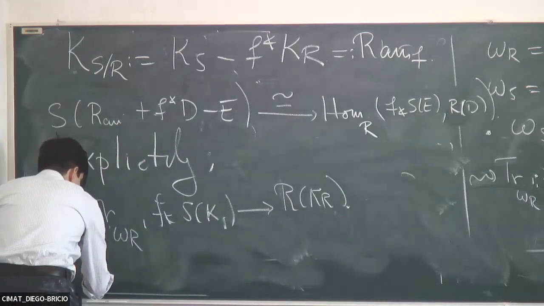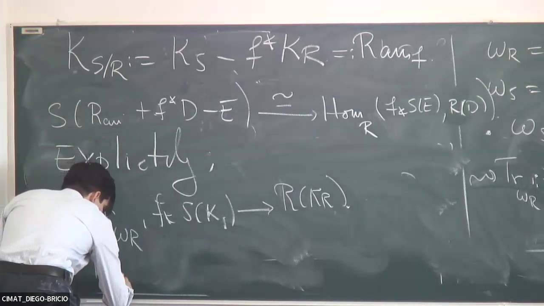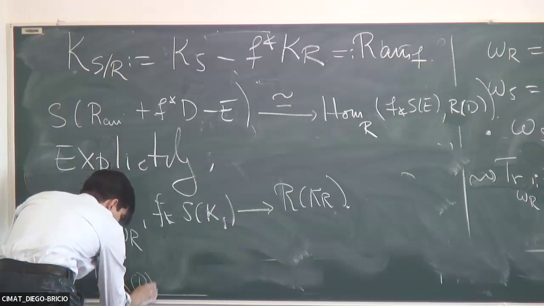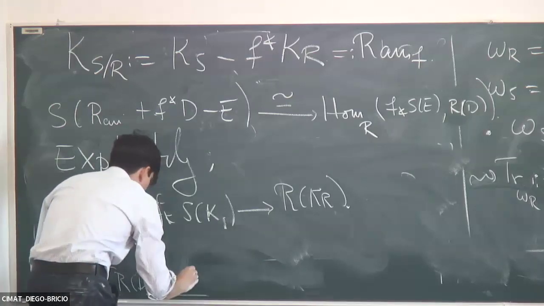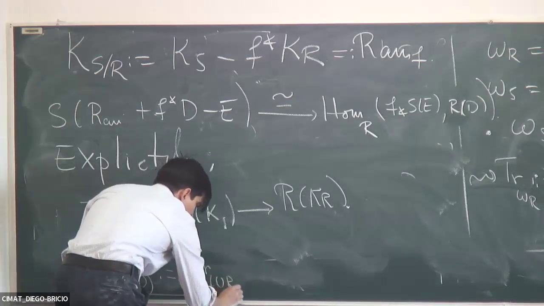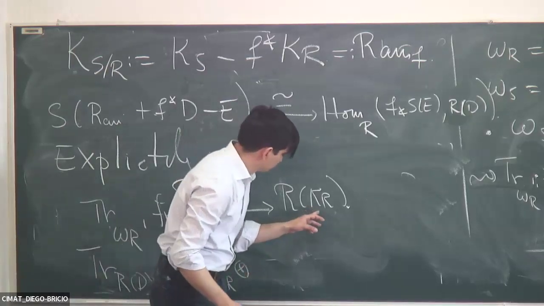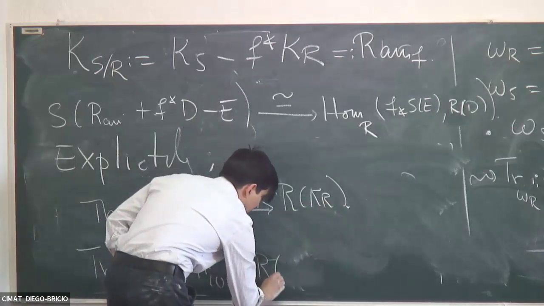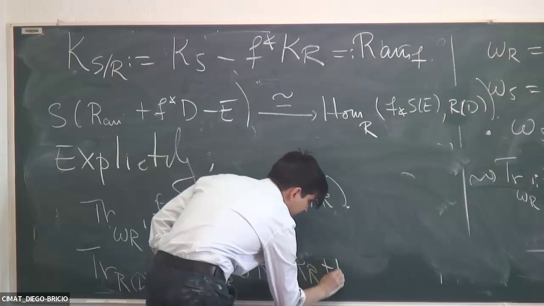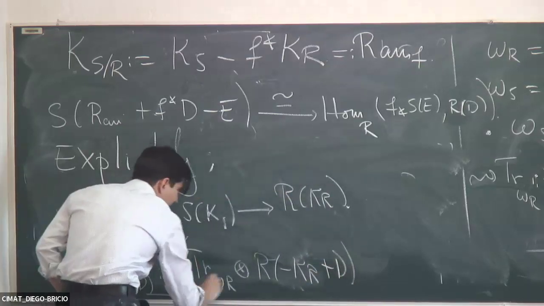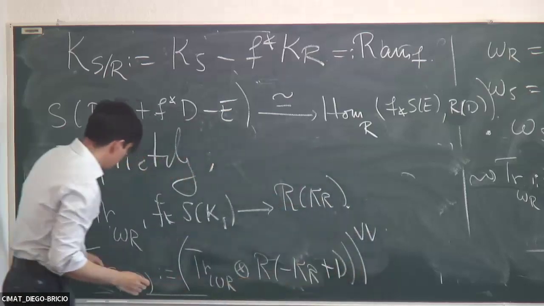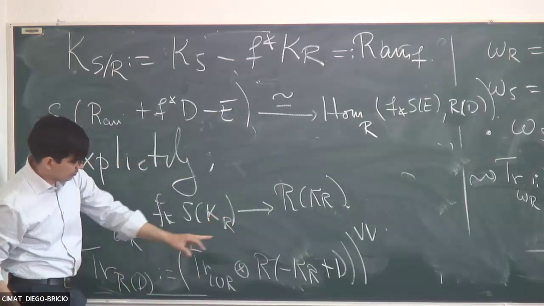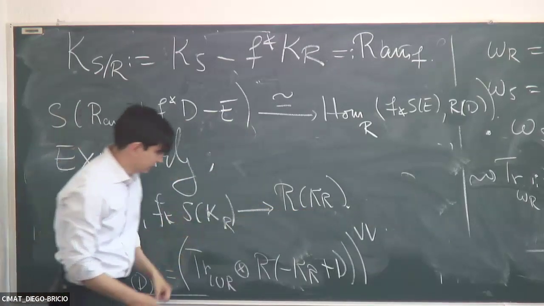So I'm going to think of the following map. I'm going to think of the trace of R. Actually, I can do it to any RD. When I denote the trace of RD, it's going to be by definition the trace of omega R, where I want to get rid of KR and put a D in here. So I'm going to twist by negative KR, and I'm going to add D. And I'm going to reflexify the whole thing. So I get rid of KR, I have to put it inside. And I'm putting D in here, so it has to go to the other side.